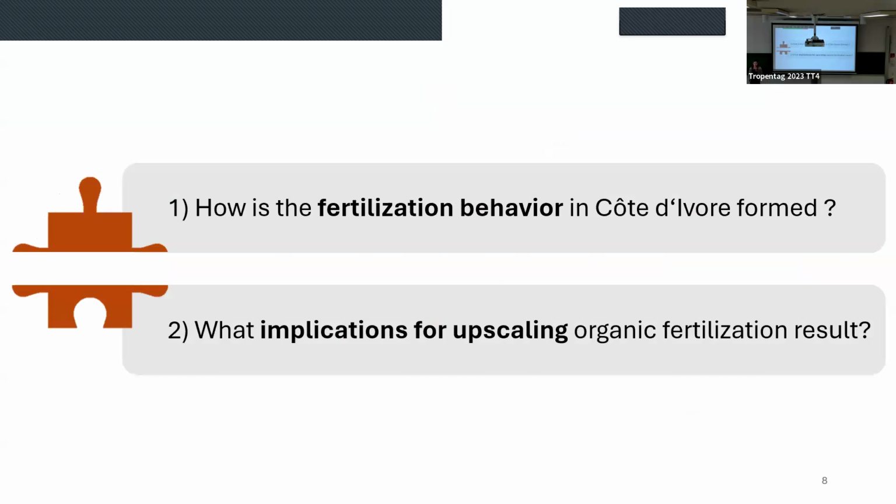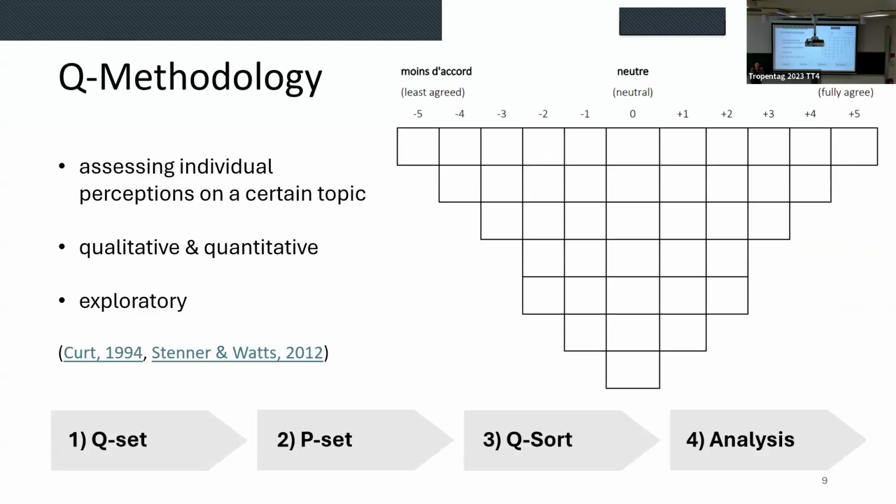I split this up into two questions. First, I wanted to understand how fertilization behavior is formed in general, and then come up with some implications for how we can use this knowledge to upscale organic fertilization in the sector. So how did I do this? I applied Q methodology. I don't know if you're familiar with this method, so I will quickly explain it. Basically, respondents get this grid or a similar grid, and they get a set of opinion statements, and they're meant to sort these statements into the grid according to their opinion, from fully agree to least agree, and comment on it so they can really display their whole opinion on the topic.